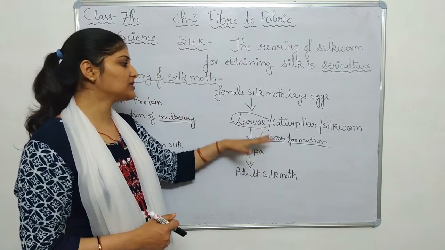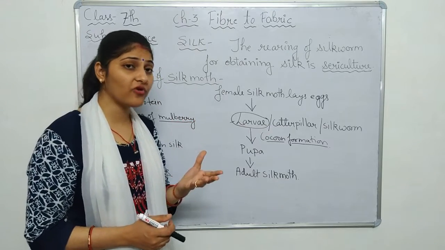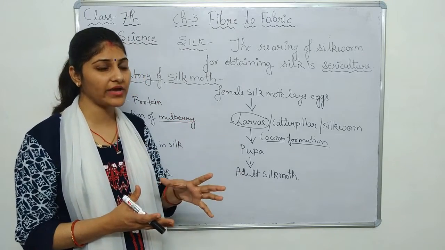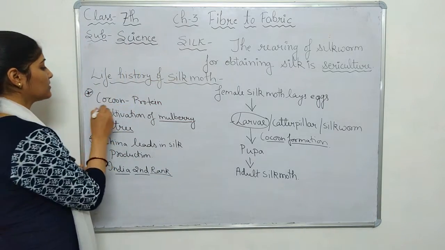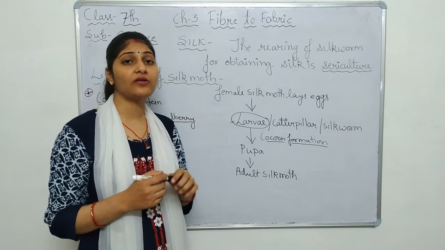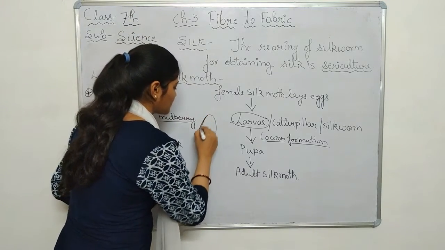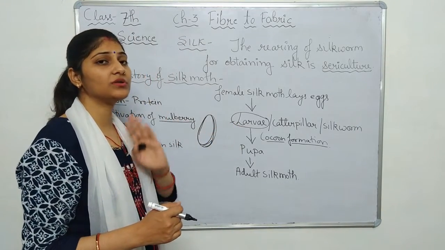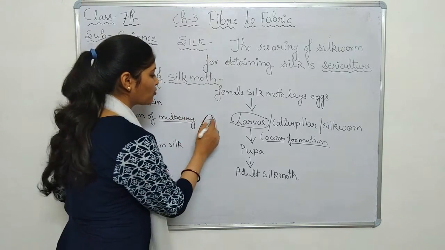But before this pupa, the larva covers itself with a protein that is in liquid form, and when this liquid form protein comes in contact with the air, it solidifies and makes a structure which we call a cocoon. Just like you must have seen the rounded nest of a bird, it is spherical in shape. So this larva wraps around itself a protein, and when it gets solidified, this cocoon is formed.